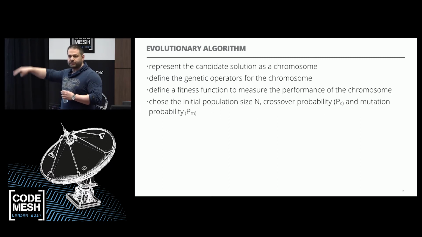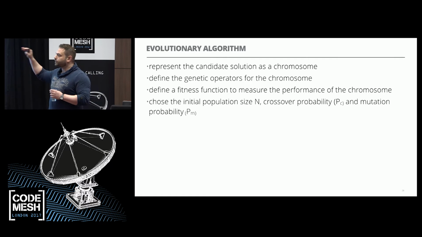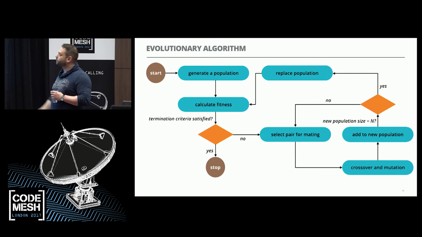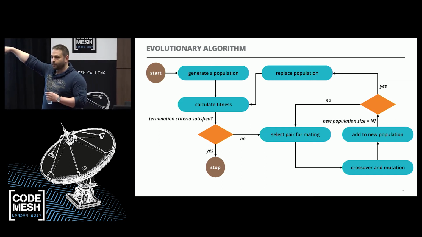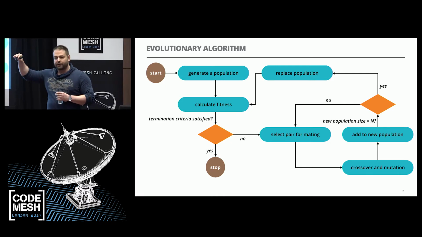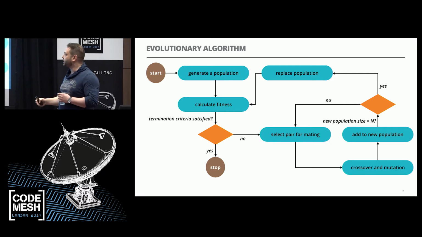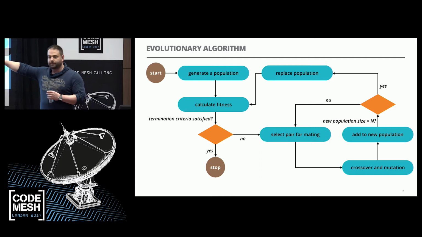For doing one of these algorithms, we need to walk through a sort of checklist. So we're going to do that one time in schematic form. Basically what we're going to do is this. We're going to generate a population. For every candidate in that population, we're going to calculate the fitness. And then until some termination criteria is satisfied, we're going to do the following. We're going to select a pair for mating based on fitness. Based on a crossover and mutation probability, we're going to cross them over and do a slight mutation on the child.